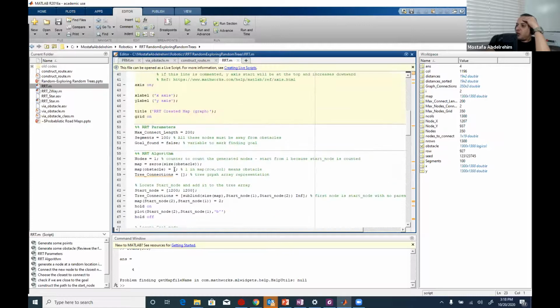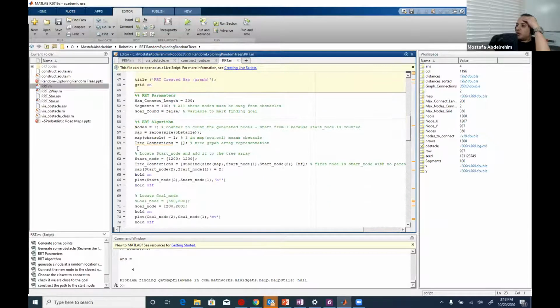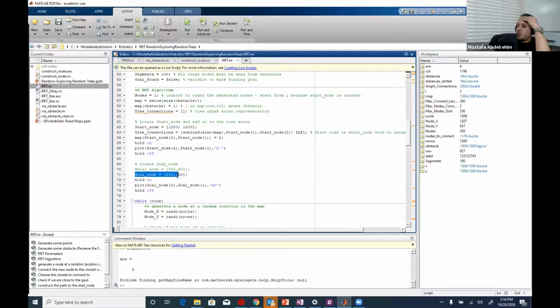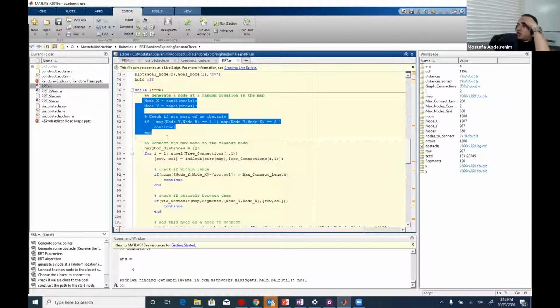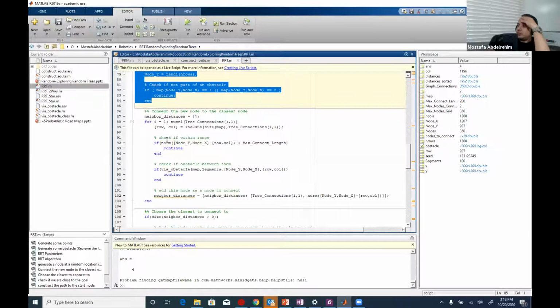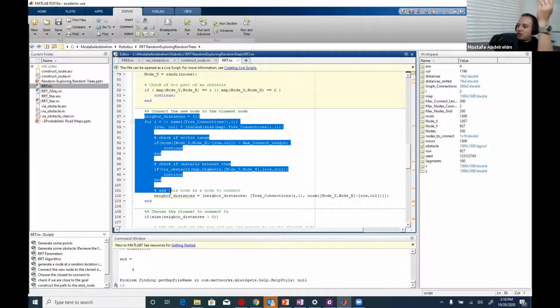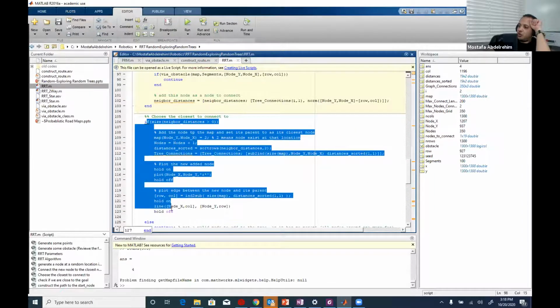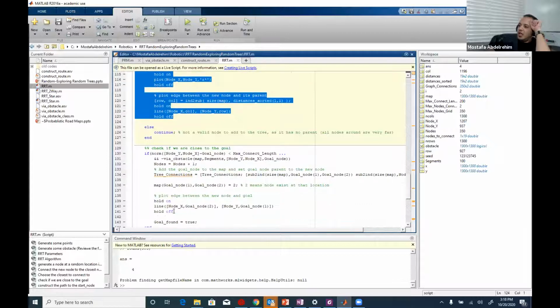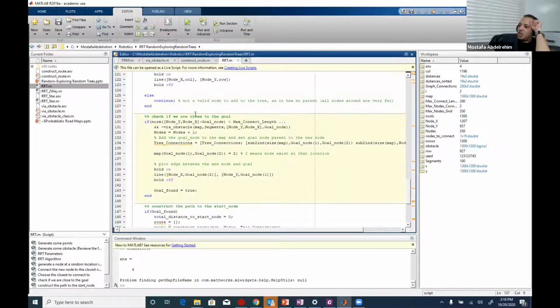So as I said, the goal is one of the inputs. Here we generate a new node. We try to find or locate its closest neighbor. Then we connect to the closest neighbor. And then we are checking if we are close to the goal.